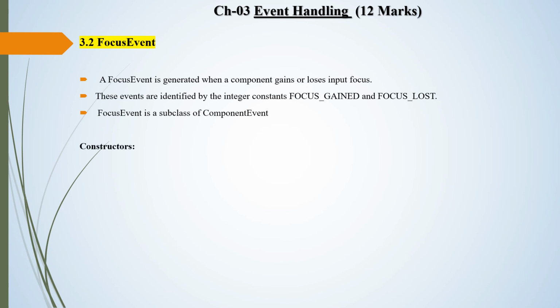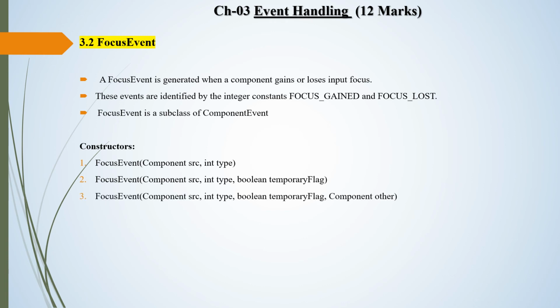The first constructor of focus event is FocusEvent, which has two parameters: component source and integer type. The second constructor has three parameters. The first parameter is component source, second is integer type, and third parameter is boolean temporary flag. In the third we pass a boolean value, true or false. And the third constructor has four parameters. First one is source, second one is type, third one is boolean temporary flag, and last one is component other.